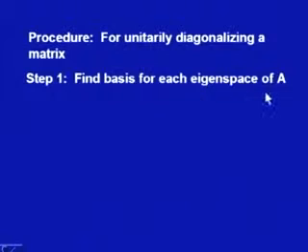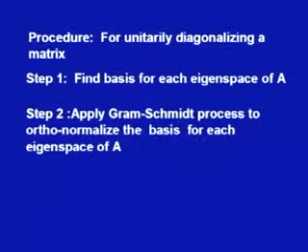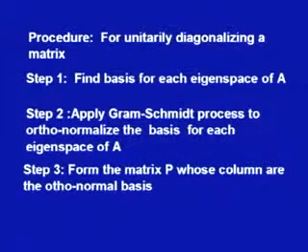Step 1 is to find a basis for each eigenspace of A. In step 2, we apply the Gram-Schmidt process to orthonormalize the basis for each eigenspace of A. And finally, in step 3, we form the matrix P whose columns are the orthonormal basis. Now, in the next example, we illustrate this procedure for unitarily diagonalizing a given matrix A.